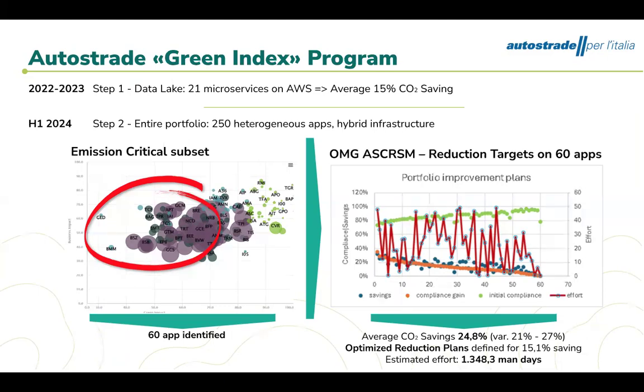Already in this period, we obtained savings in terms of CO2, thanks to measurements obtained with the software provided by Kesta. In mid-2024, we decided to analyze about 250 business applications, all custom applications made by Autostrade or our suppliers. We selected a short list of 60 applications that are the most suitable in terms of green opportunity and savings, by refactoring the software following the SCI standard, as Massimo said before.